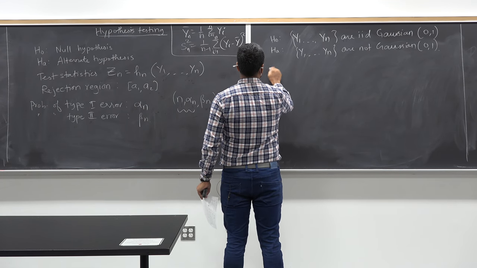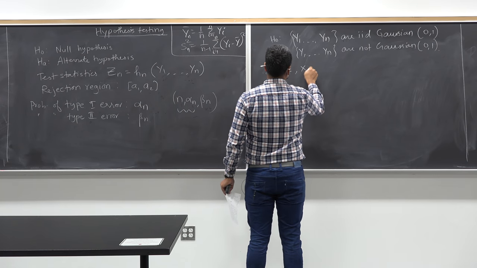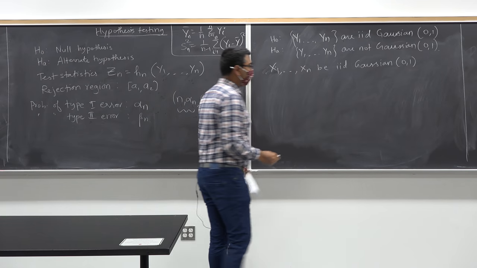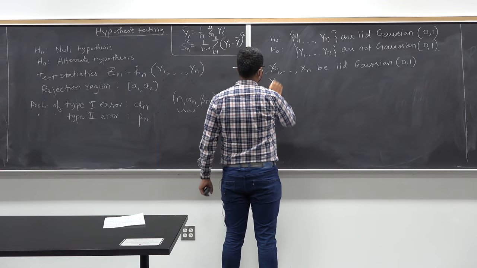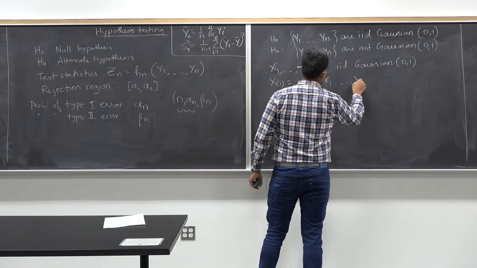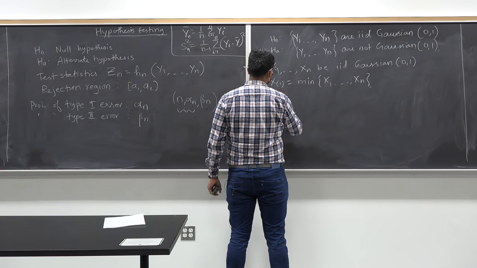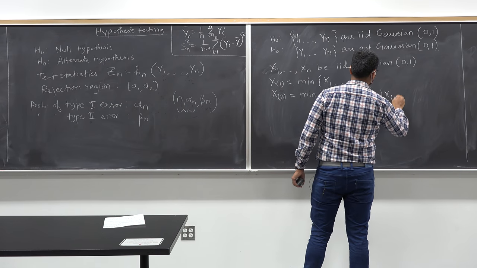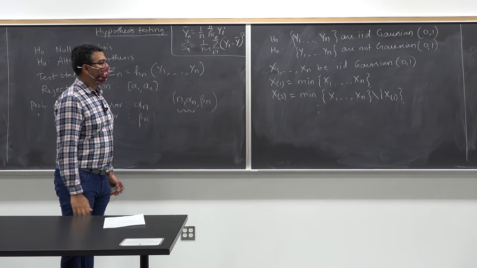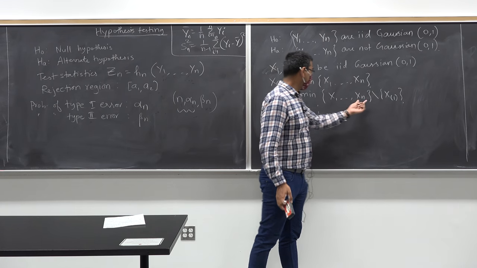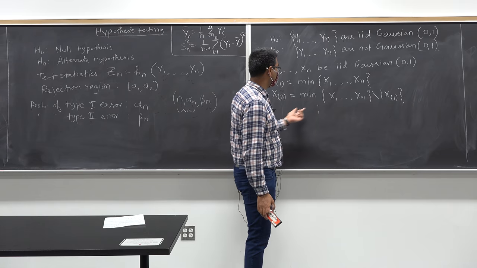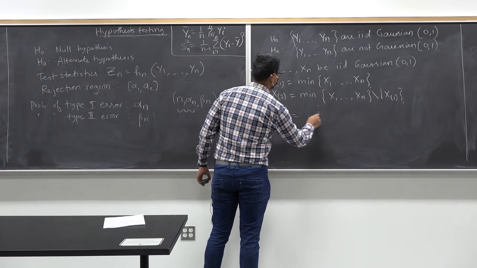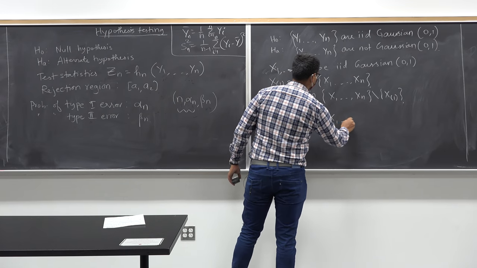So let x1 to xn be IID Gaussian 0, 1. And then I'm going to define an order statistic. So x1 is min of x1 to xn. X2 is min of x1 to xn minus x1, and so on. Right, so I remove my minimum value from this set and then I take the second minimum value, and x3 will be the third minimum value and so on and so forth. So I constructed this x1, x2 all the way up to xn. This xn is actually max of x1 to xn.